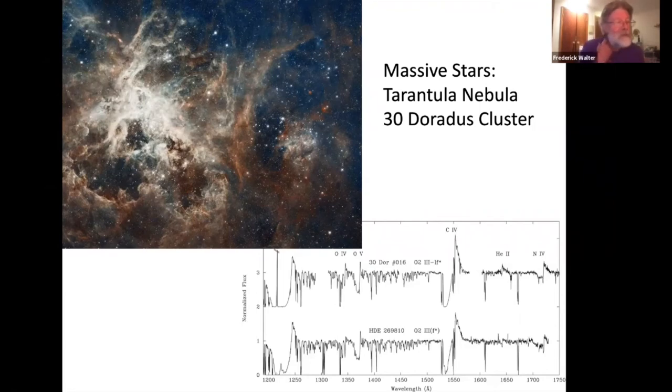The Tarantula Nebula in the Large Magellanic Cloud contains one of the most massive stars known. Ultraviolet spectroscopy, the plot down here in the lower right, shows what these stars look like. If you disperse the light in the ultraviolet, what you see is that these stars have emission lines from oxygen V, nitrogen V, carbon IV. These stars are 30 to 50,000 degrees, really, really hot, much hotter than the sun.